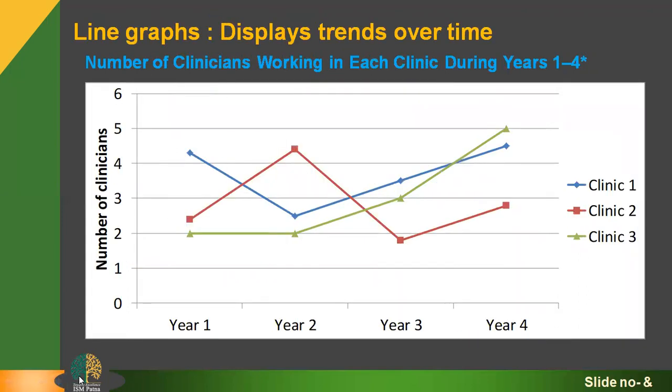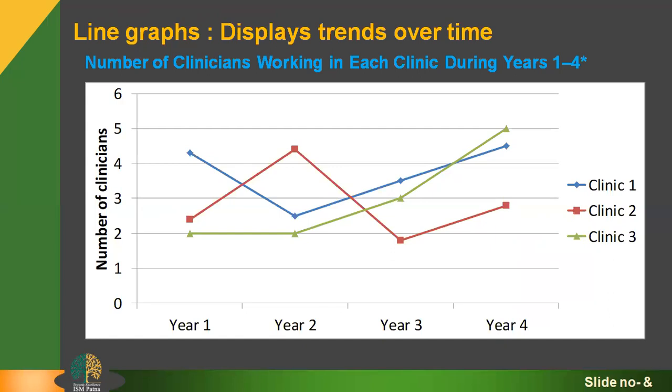Here is again a line graph. It's a very beautiful line graph. What this graphic is going to represent: when you generate a report, the title reflects what report is being presented with this visualization. So, number of clinicians working in each clinic during years 1 to 4.